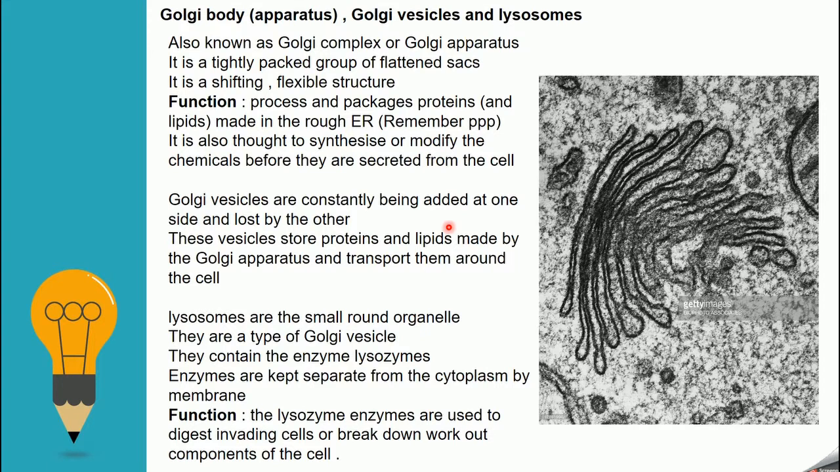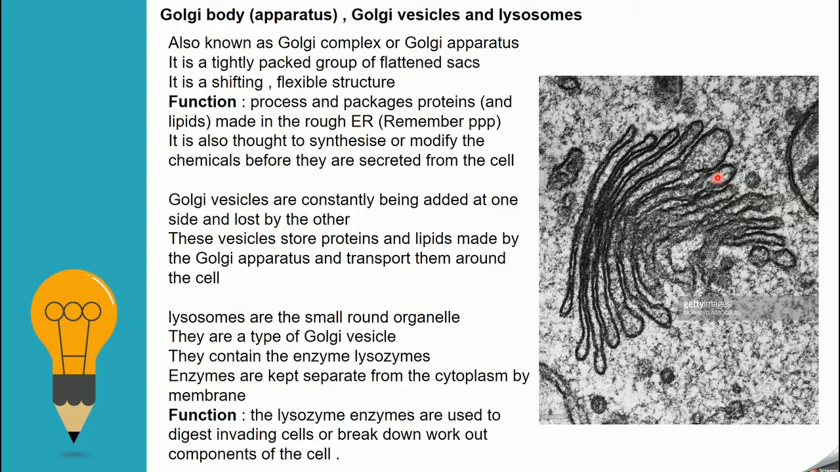So, the Golgi apparatus, or the Golgi body, or the Golgi complex, I say Golgi apparatus, and Golgi vesicle and lysosome. Also known as the Golgi complex, it is a tightly packed group of flattened sacs, as you can see here. Now, please do not get confused between the smooth endoplasmic reticulum or the rough endoplasmic reticulum. This shape is quite distinct, as it will be connected together. Let's move on and I'll tell you how you can identify it.